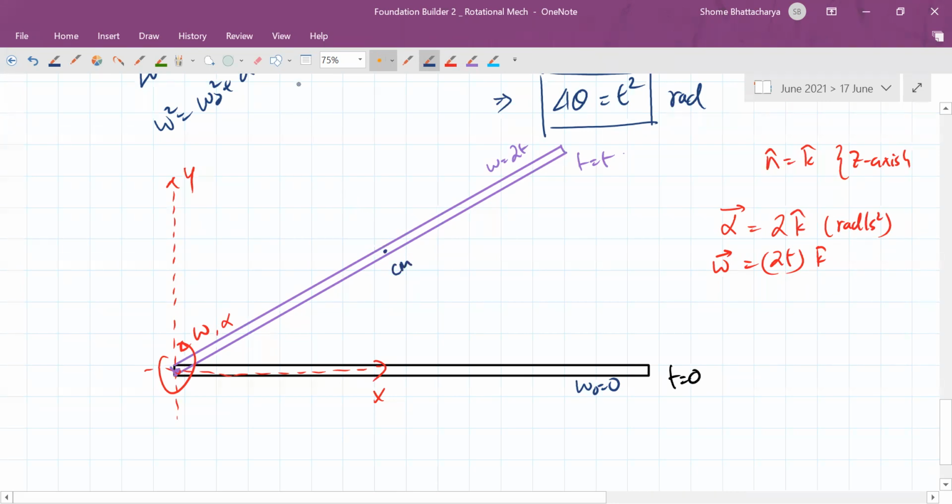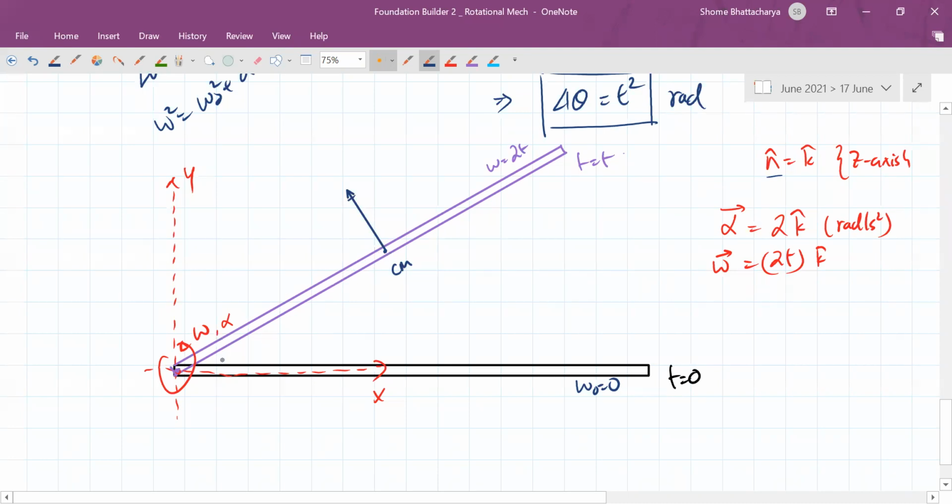So now we can see that at this instant, the center of mass, which is sitting over here, will have a velocity vector which is like this. Sir, that is Z vector, no? Sorry? The axis of rotation is Z axis. So that's why n cap is k cap. The axial unit vector is k cap. Understood? Yes.